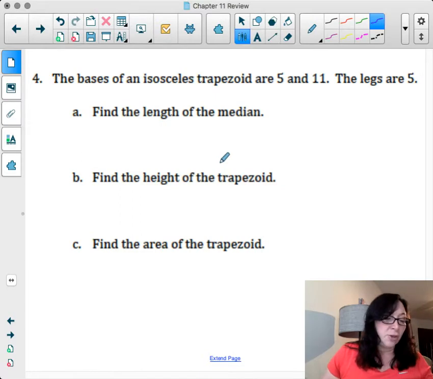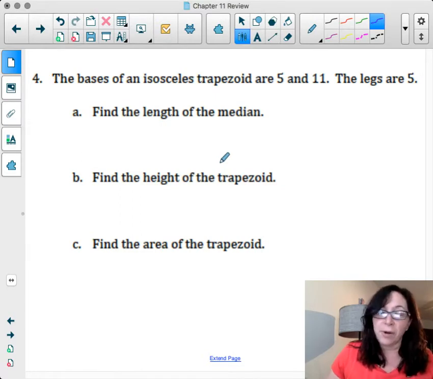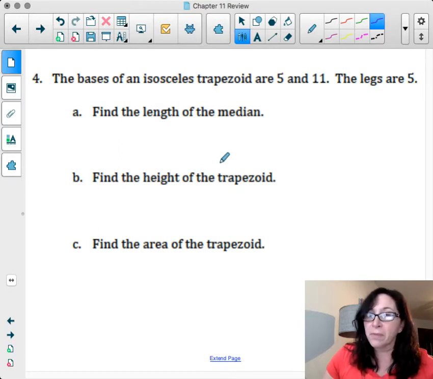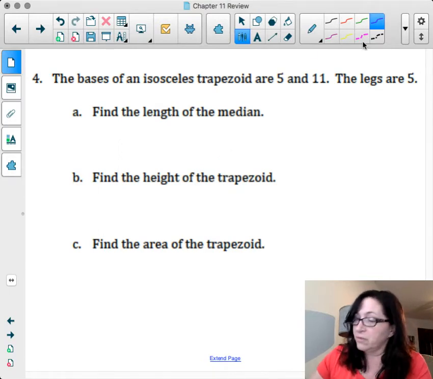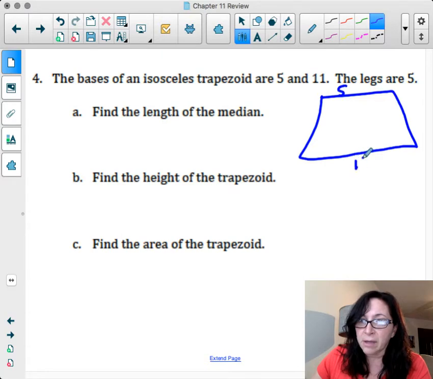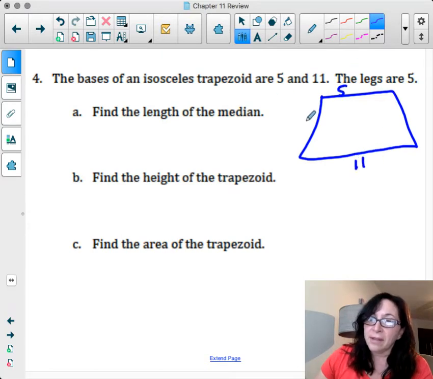All right. So the bases of a trapezoid are 5 and 11. And so for this problem, that's a trapezoid. So let's draw that. Okay, so we have a trapezoid. The bases are 5 and 11. But you also know that the legs are 5. Okay, that's interesting. So find the length of the median.